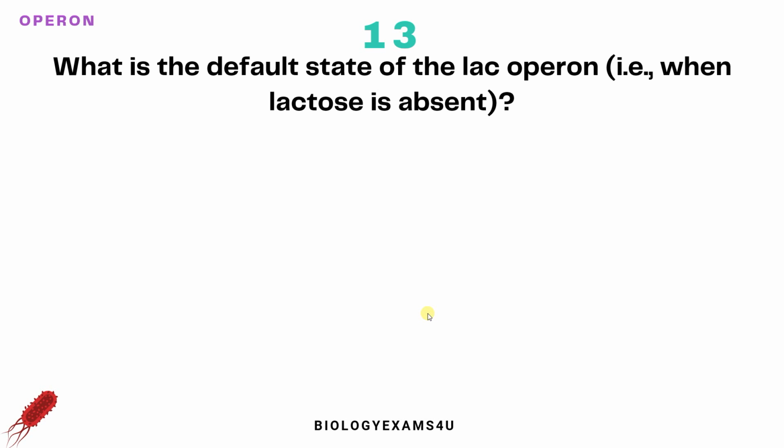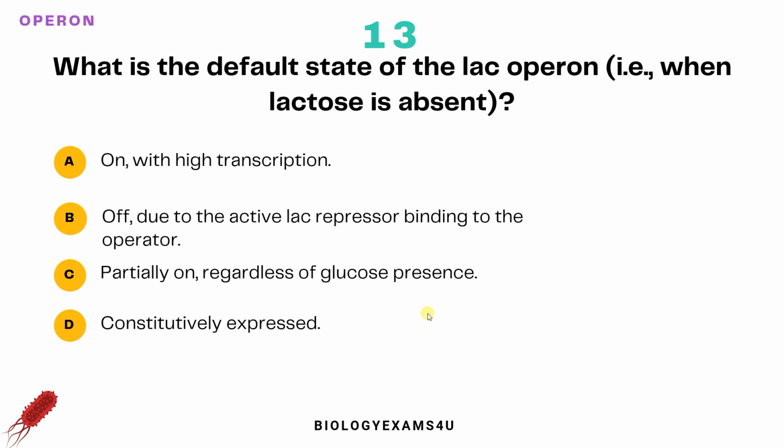Question number 13. What is the default state of the lac operon? That is when lactose is absent. Option A, on with high transcription. Option B, off due to the active lac repressor binding to the operator. Option C, partially on regardless of glucose presence. Option D, constitutively expressed.